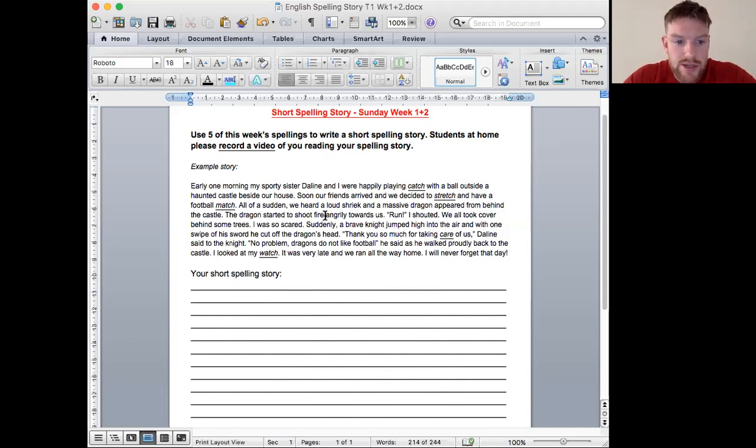So he started to shoot fire angrily. I could have said the dragon started to shoot fire towards us, like that. But I decided to use an adverb to describe how the dragon was shooting the fire. He was angry, so he started to shoot fire angrily towards us. Or I could say quickly or viciously or loudly. I could use these kind of words to make the story more interesting.